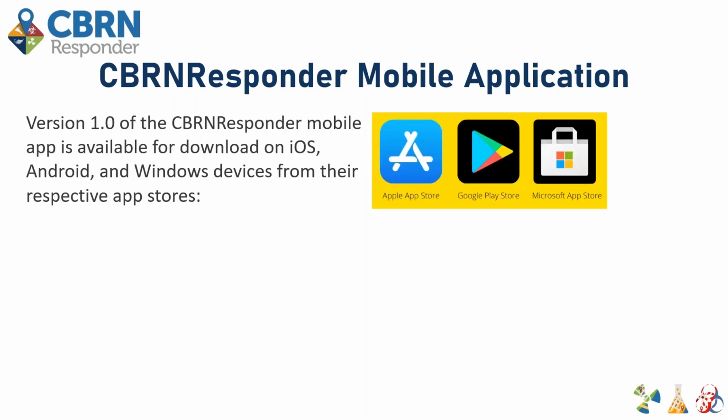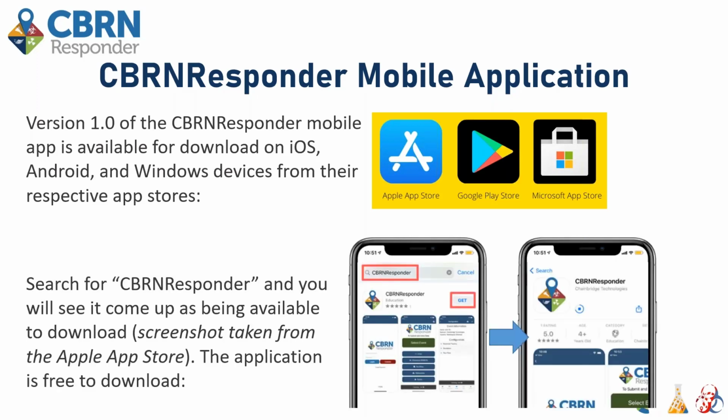Version 1 of the CBRNResponder mobile app is available for you to download on your iOS, Android, and Windows devices from those respective app stores. All you'll have to do is search for CBRNResponder in the App Store, and you'll see it come up as being available to download. This screenshot was taken from the Apple App Store, and the application is free.